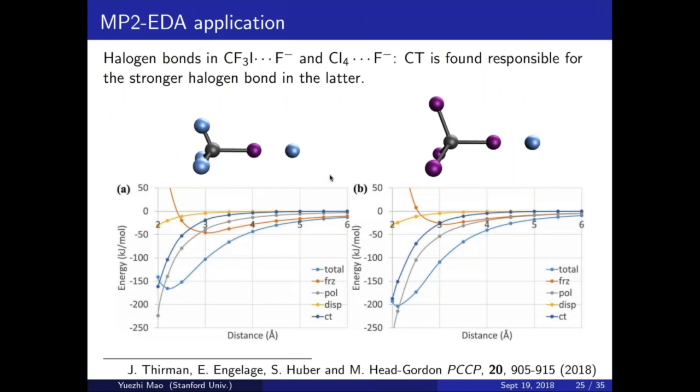And here is an application example of MP2 EDA for halogen bond. The halogen bond of the fluoride with this CI4 has a stronger interaction, and this is mostly due to the stronger charge transfer component in this right complex.